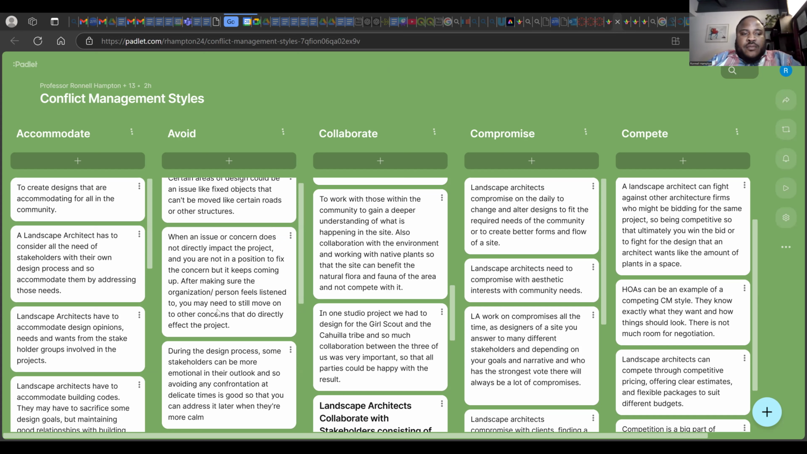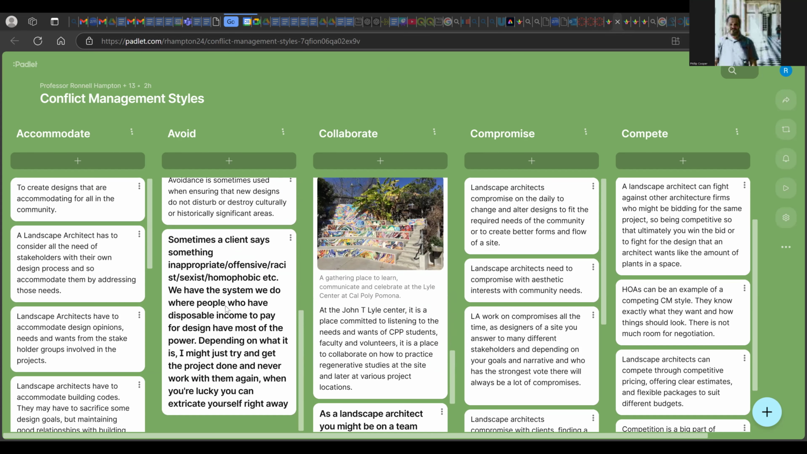So I put, sometimes a client says something inappropriate, offensive, racist, sexist, homophobic, harmful to certain groups. And so there's a bit of tension there, right? Because we're in a system where people who have money generally dictate what happens, at least in the private space. And a lot of times those people might not have the same mindset as you toward a lot of things. Thankfully, I haven't run into that too much, but that's always a conflict, right? Sometimes I've just tried to get the work done and minimize my interaction with the person and never work for them again.